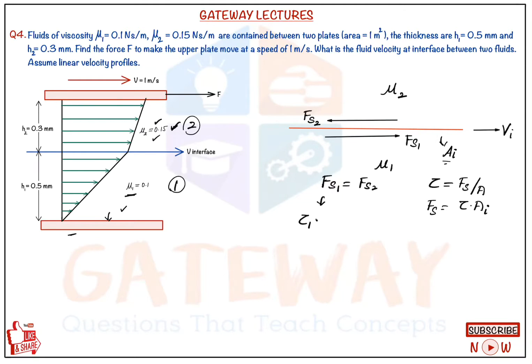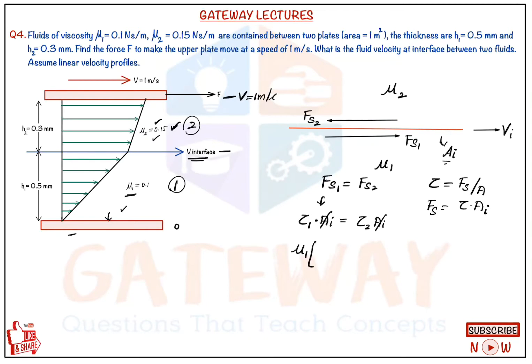We know tau is the same everywhere, since for a linear velocity profile we got tau is the same everywhere, even though we'll take tau 1 and tau 2 to relate the condition to get the Vi value. So tau 1 into AI is equal to tau 2 into AI. So AI will get cancelled because the interface on both fluids has the same area, and tau 1 we can write as mu into du upon dy. So we can write mu1 into du, and if you observe the first fluid, its velocity at the bottom is 0, but the velocity at the interface is Vi. And for the second fluid, the velocity at the bottom is Vi and the velocity at the top is V, that is equal to 1 meter per second, right?